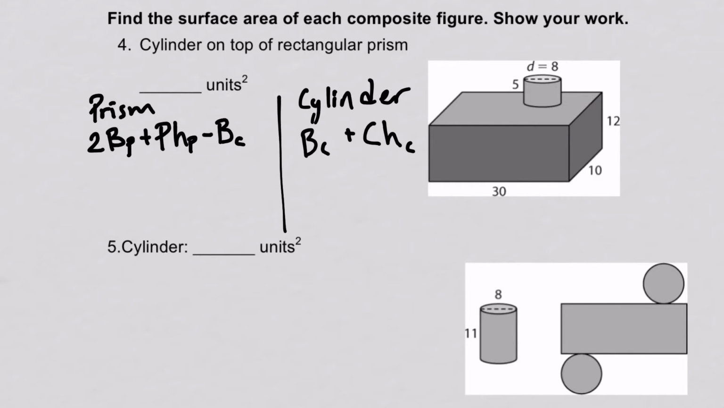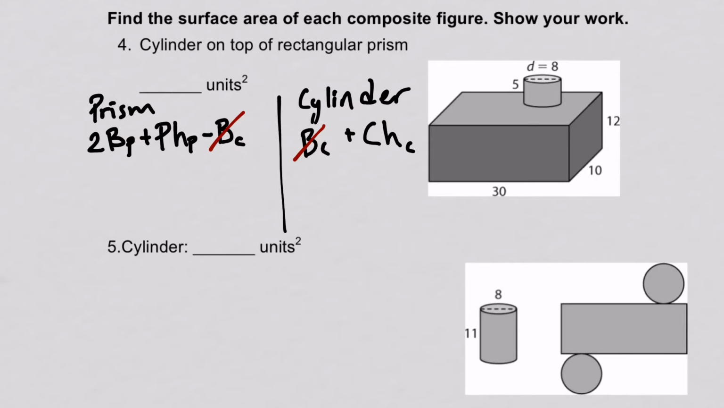Once I figure those out, I add them both to each other and I'm done. I'm going to add the area of the prism and the area of the cylinder, and that'll be my final answer. Before I do that calculation, there's something else that you should notice. Here I am subtracting B sub C, the area of the base of the cylinder, and over here I have B sub C, the area of the base of the cylinder. Since I'm subtracting it here and adding it here, they're just going to end up canceling out, because one is minus and the other one's plus. Which makes my job easier.